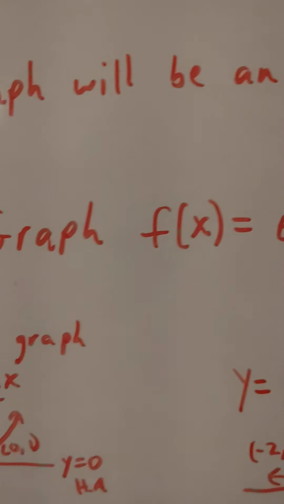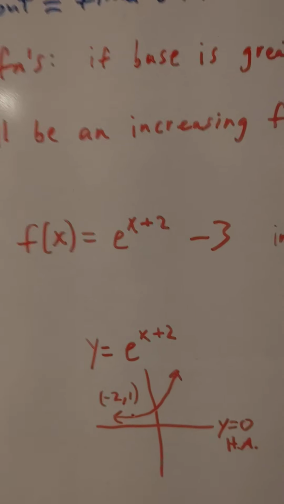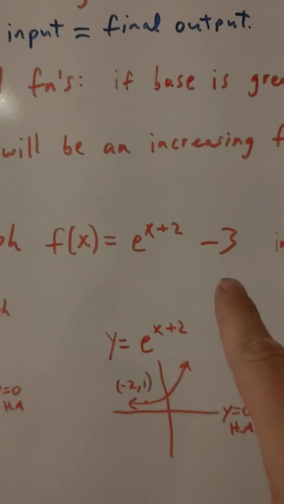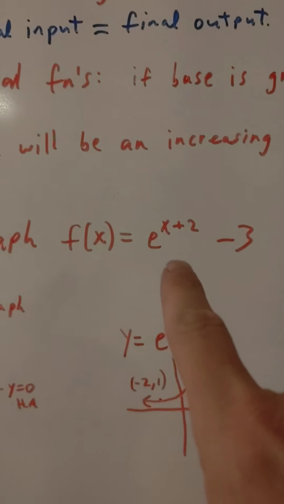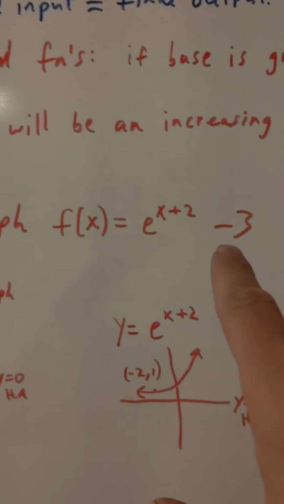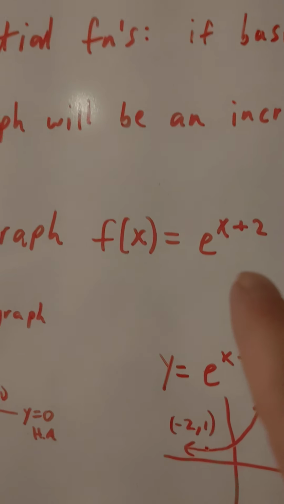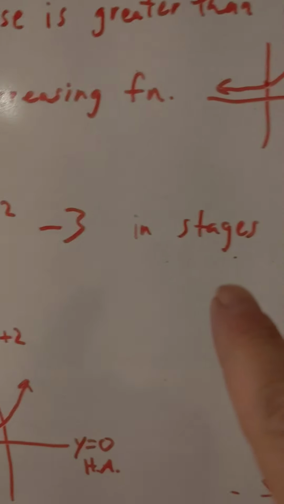Okay, let's try graphing a little bit of a tougher one. F of x equals e to the x plus 2 minus 3. So notice this exponential function, because I see a variable in the exponent, has transformations. We got a horizontal shift and a vertical shift. So how are we going to graph that? Notice how powerful these transformations are. They work with all these different functions.